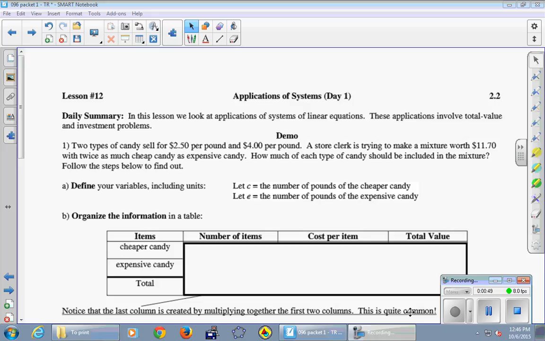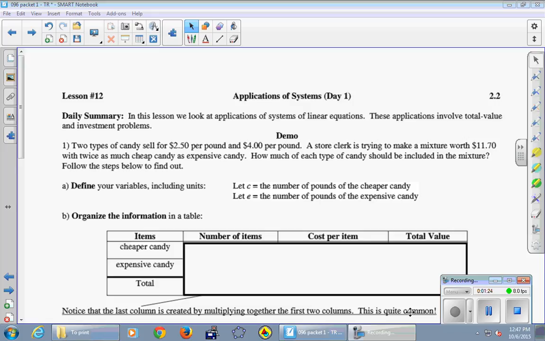Number 1, 2 types of candy sell for $2.50 per pound and $4 per pound. A store clerk is trying to make a mixture worth $11.70 with twice as much cheap candy as expensive candy. How much of each type of candy should be included in the mixture? Let's follow the steps below to find out. So let's make sure we all understand the goal here. We've got twice as much of one as the other, 2 different kinds of candy. We're going to mix them together, and we want it to be worth a total of $11.70.